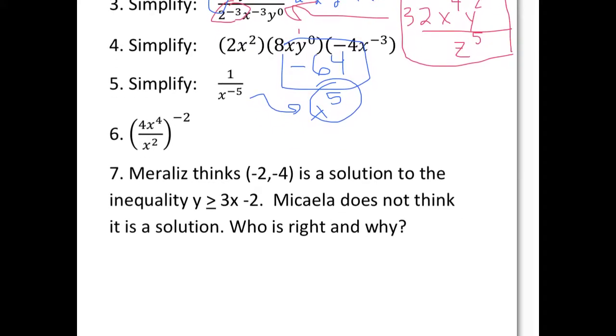Okay, next problem. We have all this stuff to the negative 2 power. When you have something that has an exponent outside parentheses, that means we're going to multiply it by all the exponents inside, even if it's a fraction. So let me add in some imaginary 1s, well, just one of them right there.